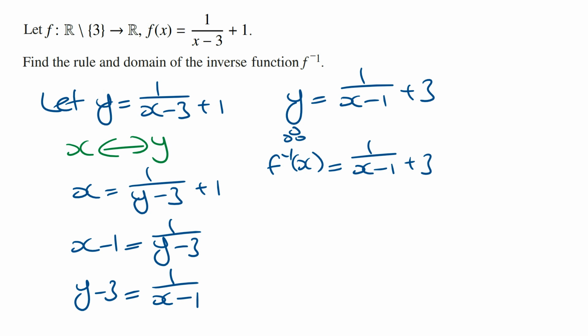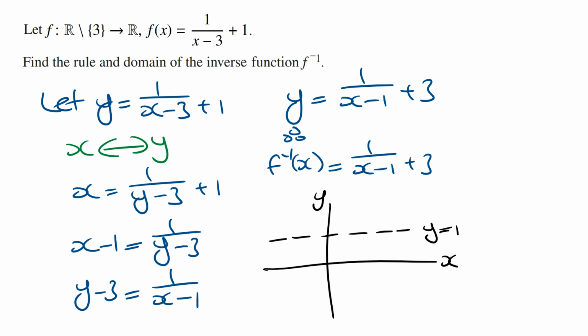From here, what we need to do is work out the domain of f inverse. And we know that the domain of f inverse is going to be the range of the original function f of x. To find the range, we need to sketch its graph. Looking at the rule of f of x, this is a positive hyperbola. It's going to have a horizontal asymptote, the line y is equal to 1. And it's going to have a vertical asymptote, the line x is equal to 3. And so a rough sketch will look something like this.